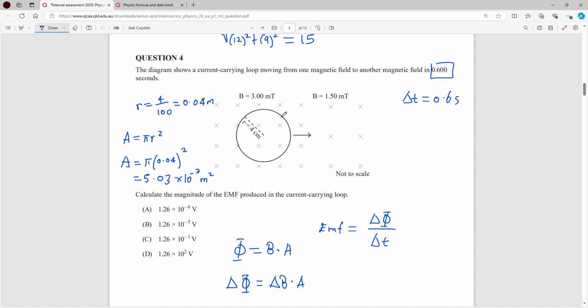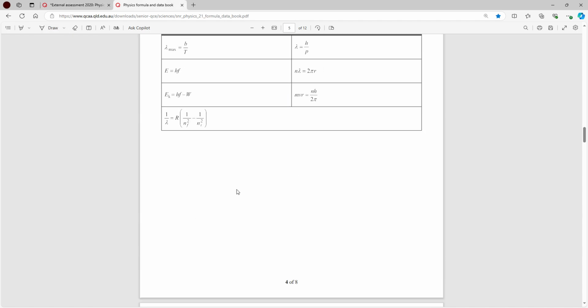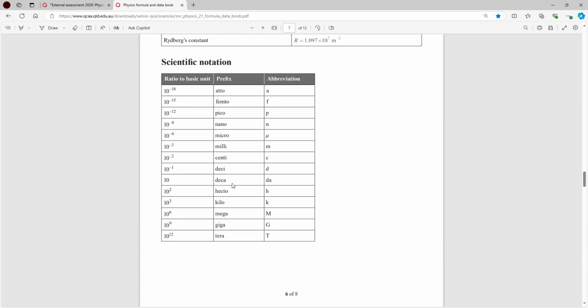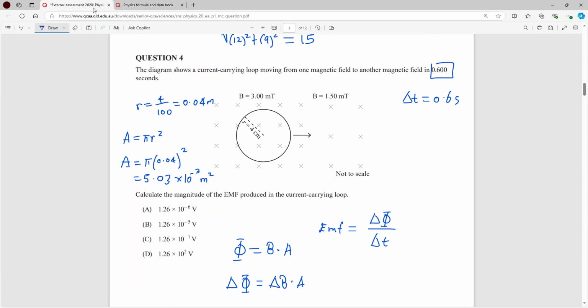Now the change in magnetic field strength, it's going from 3. Now here we've got to work out what that prefix means, because this doesn't mean just 3 Tesla. This might mean micro or milli. Okay, so go to your sheet, check your prefixes here. Now if you see here, oh, it's milli. So milli is 10 to the negative 3. Okay, so what this means is 3 mT. This means 3 times 10 to the negative 3 Tesla. Okay, and this here means 1.5 times 10 to the negative 3 Tesla.